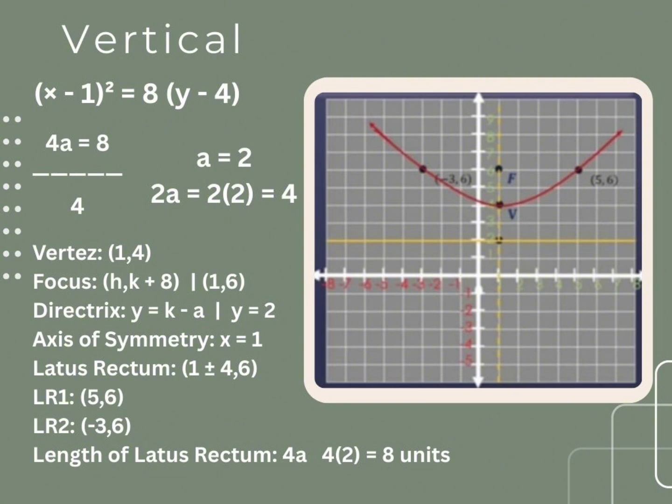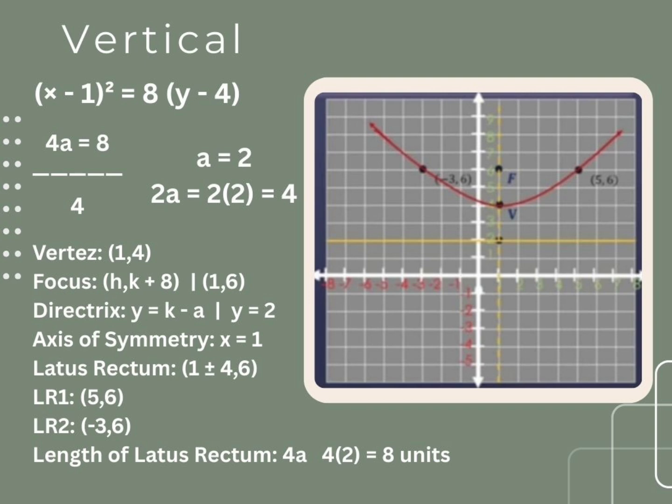Axis of symmetry: a vertical line through the vertex, x = 1. The latus rectum is a horizontal line through the focus. The endpoints of the latus rectum are (1 + 2a, 6).